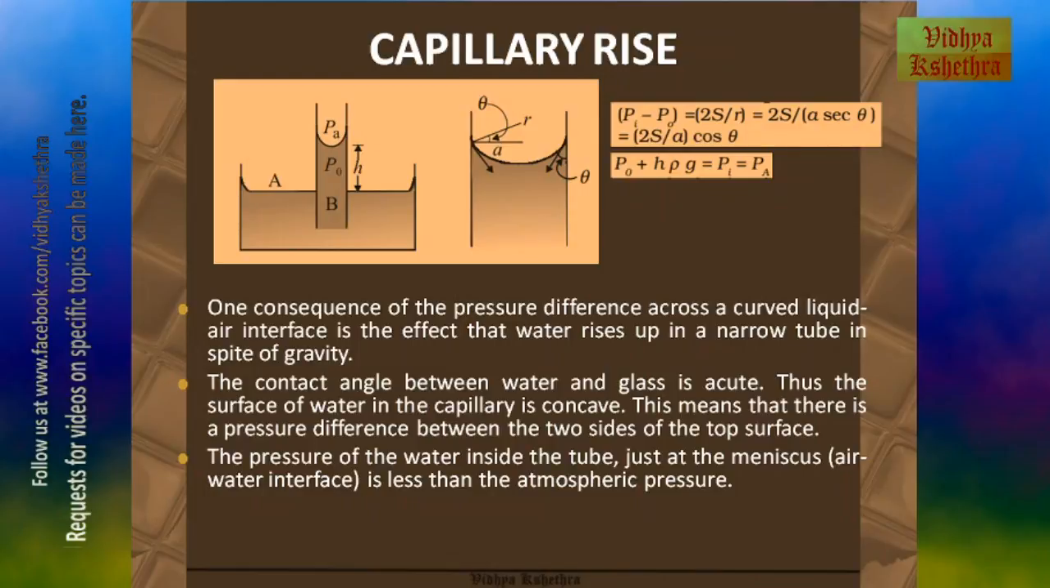From these two equations, we get H rho g is equal to 2s cos theta by a, or H is equal to 2s cos theta by a rho g.